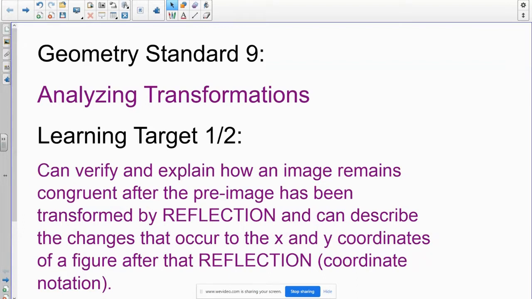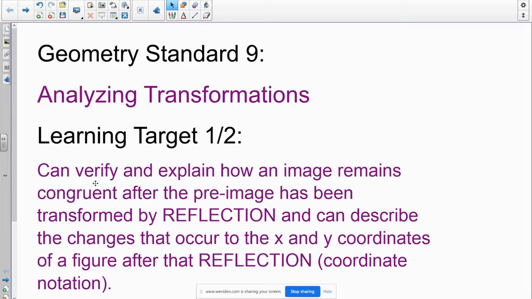Geometry Standard 9. We're still analyzing transformations. We're going to switch transformations to talk about reflections. So we're going to do the same thing we did with translation, except our transformation this time is reflection. Our learning target is, I can verify and explain how an image remains congruent.